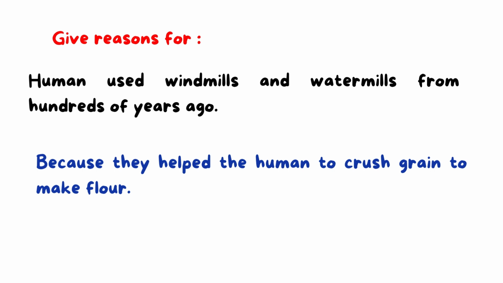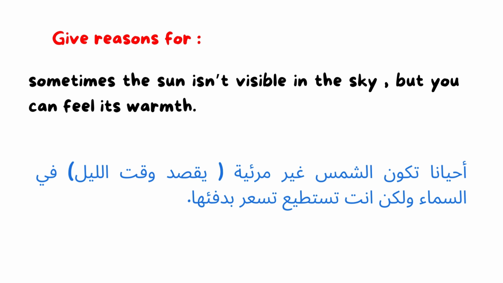Give reasons for: sometimes the sun isn't visible in the sky, but you can feel its warmth. What's the meaning of this sentence? As it's night, we can't see the sun because it's night, but we feel warmth.